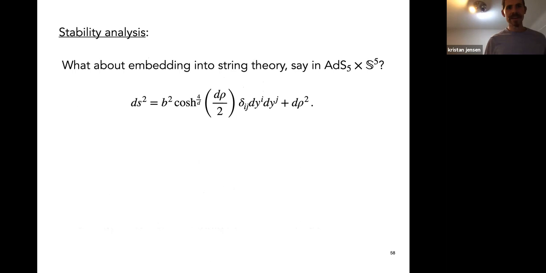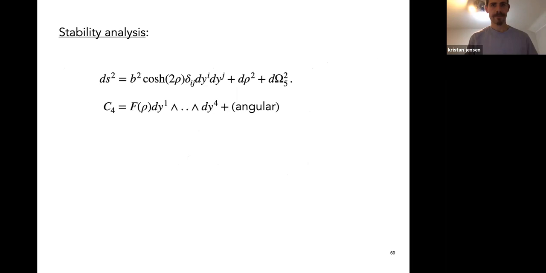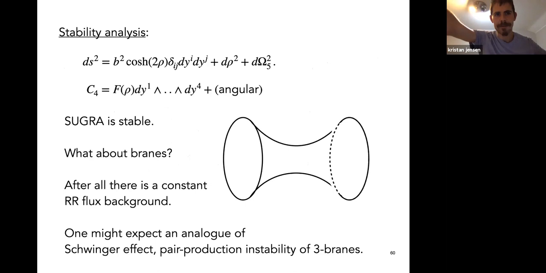What about embedding into string theory? Well, say AdS5 times S5. D here is the number of boundary dimensions. So let's set D equal to 4 and append a 5-sphere. It turns out you can embed that configuration into AdS5 times S5 rather easily by just attaching a Ramond-Ramond flux background to this, which has n units of flux. Essentially, by the discussion that I gave earlier about fluctuations in the metric and everything else being stable in this background, that implies that supergravity on this background is quadratically stable.